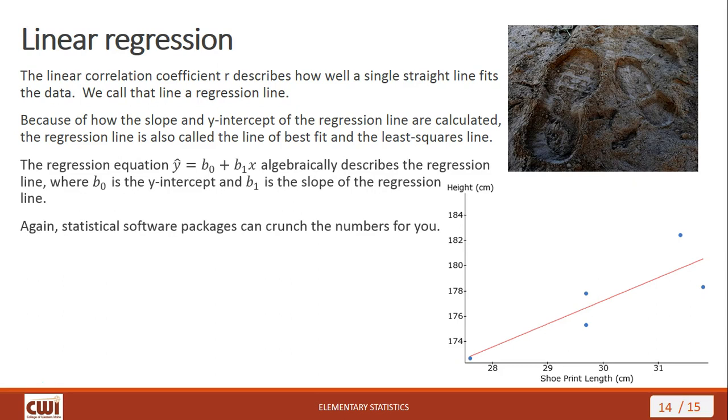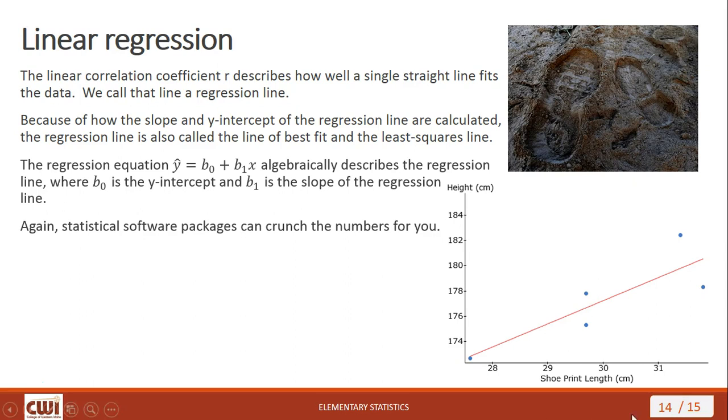So the regression equation, the algebraic equation that describes this line, is listed here. Y hat equals B naught plus B1 times X. In this equation, B naught is the y-intercept and B1 is the slope of the regression line. And again, statistical software packages often give these values to you.